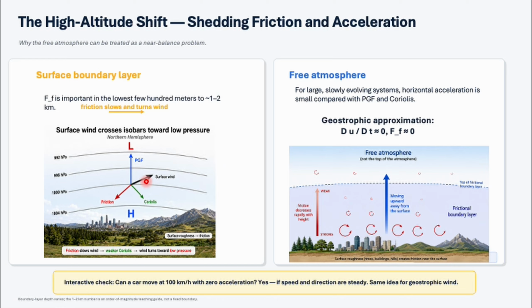Now, imagine moving upward away from the surface. We are not going to the top of the atmosphere. We are simply leaving the frictional boundary layer and entering the free atmosphere. Surface friction rapidly becomes much less important. For large, slowly evolving weather systems, the horizontal acceleration can also be relatively small compared with the two dominant forces. Then something remarkable happens. That's called geostrophic balance.